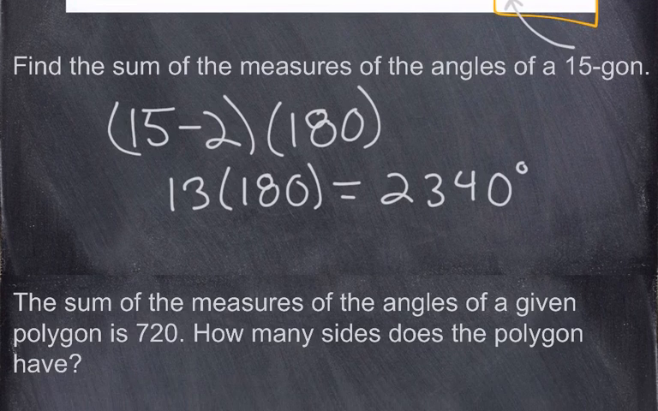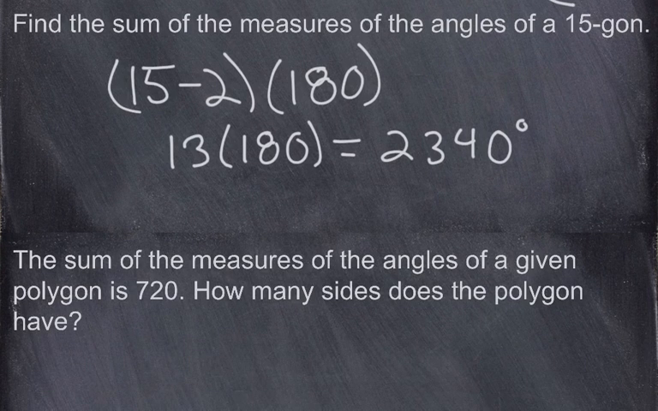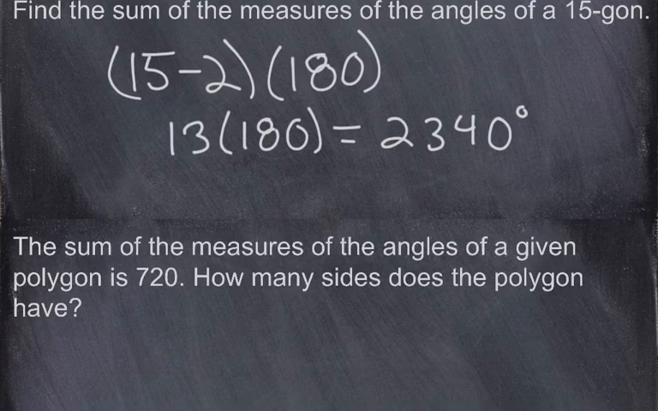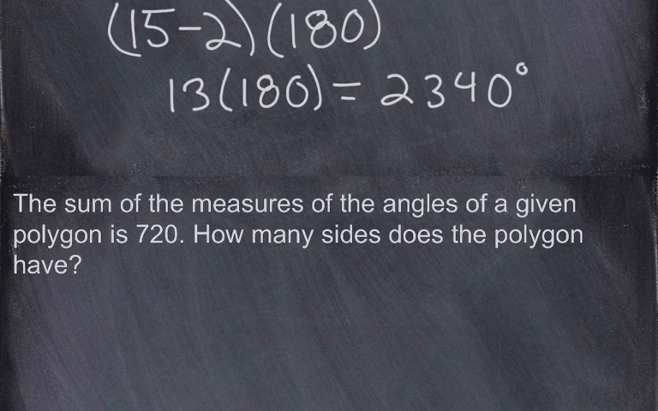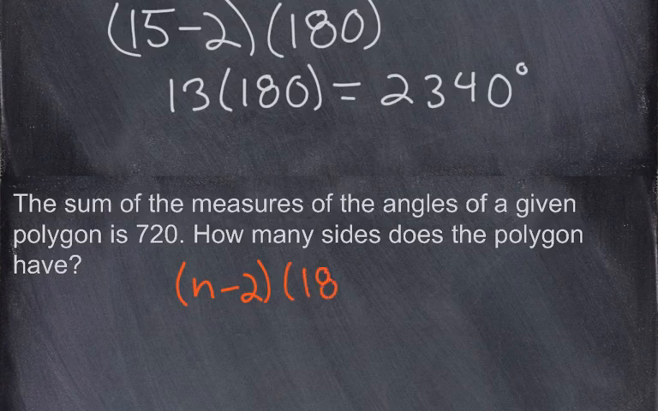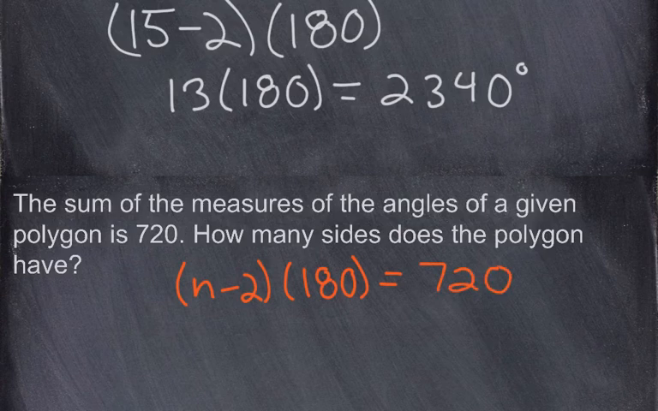Now here it says the sum of the measures of the angles of a given polygon is 720. How many sides does the polygon have? Now we noticed from our table before, we already know that it's 6. But how can we use this formula up here to prove that? Well, again, in this case, we don't know the number of sides. Well, we're going to act like we don't know. So we have n minus 2 times 180 is equal to 720, because we do know that the sum of the angles in this problem is 720.